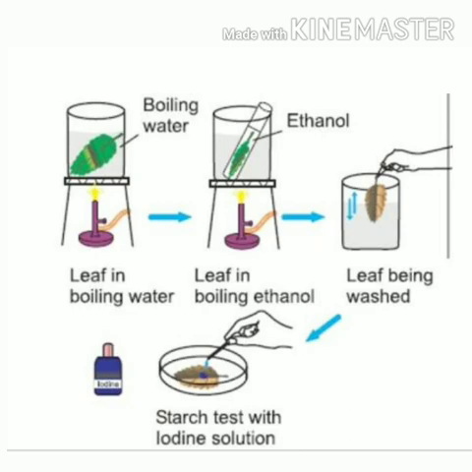Then we boil the leaves in ethyl alcohol. Ethyl alcohol removes the chlorophyll. Why are we removing the chlorophyll? Because we want to observe the color, whether starch is present or not. After removing the chlorophyll, we wash the leaf and spread it on a small plate, which we call a watch glass, and then we add the iodine solution.